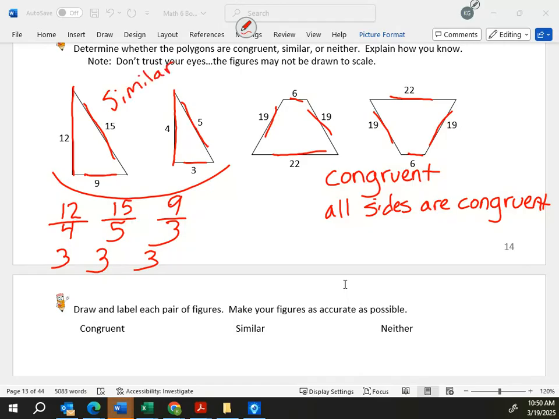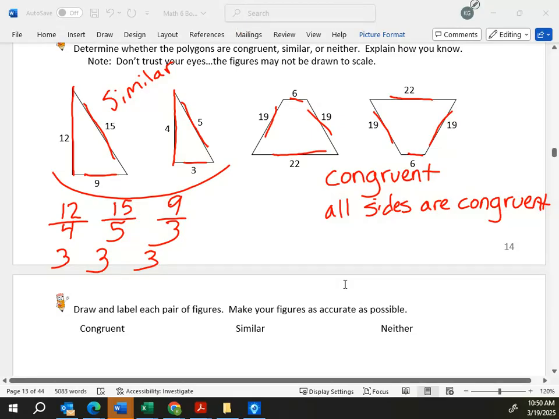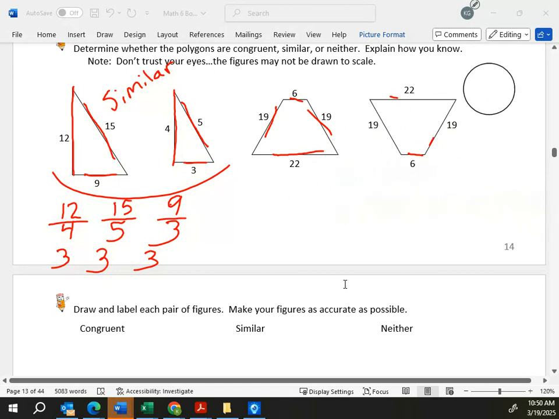You have to do every side because there might be one side that is not proportionate. So you have to do every side. If there is a side that is not proportionate that you get a different answer for, then you write neither. It's not congruent and it's not proportionate. It's not similar. Okay? So let's look at our second page.